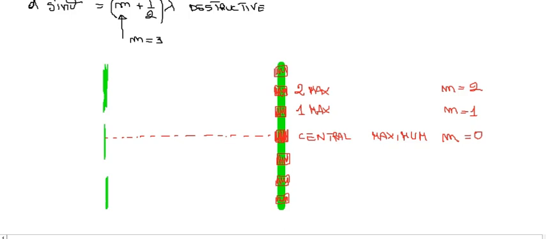Let's say that my laser was red, so on this spot I have the first minimum that you obtain with m equals 0 over there. Then over here you will have the second minimum with m equals 1, and over here you have the third minimum with m equals 2, and so on.